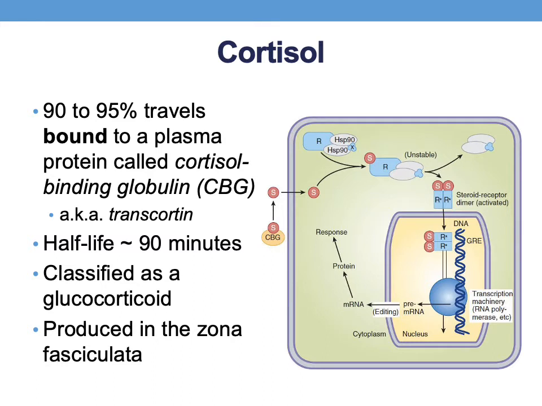It is classified as a glucocorticoid and is produced in the zona fasciculata, and production and stimulation is controlled by adrenocorticotropic hormone released from the anterior pituitary.